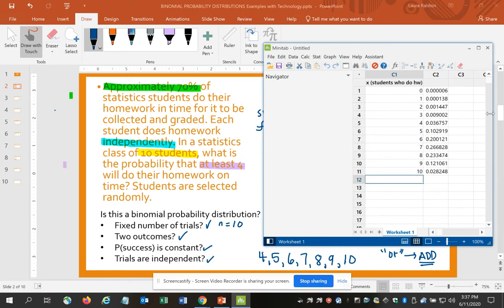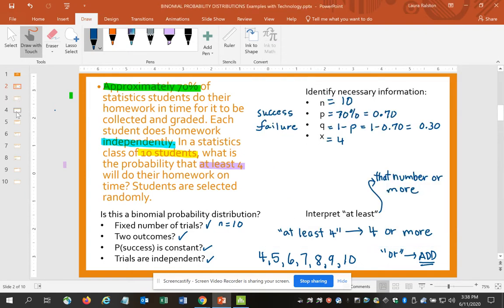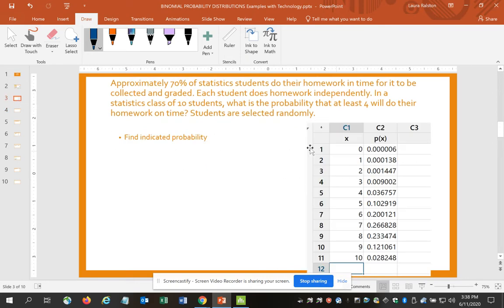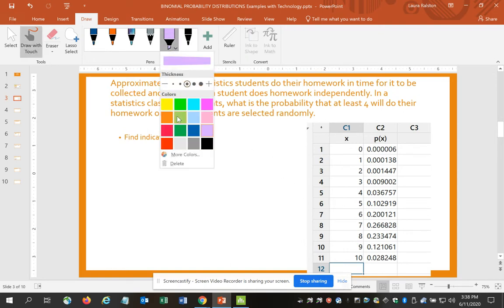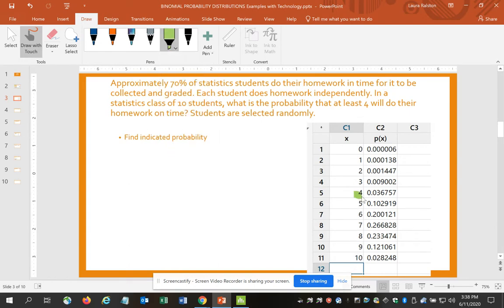And I get this table. For all intents and purposes, that's what it looks like. The table, column 2, represents the probability of that particular event. Okay, so then I've copied that table onto my slide, because to find the indicated probability, what we need to do now is we said at least 4, so we could have 4, 5, 6, 7, 8, 9, or 10.